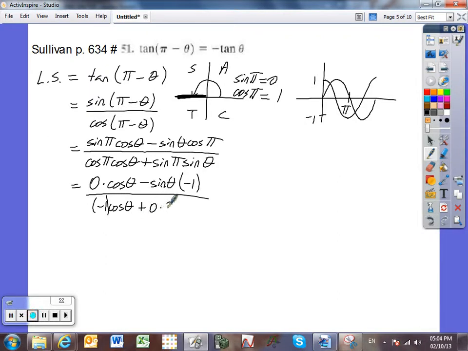Plus 0 times sine of theta. The zeros are going to make some things disappear, and I'm left then with sine theta over negative cosine theta, which equals negative tangent of theta. We're finished.